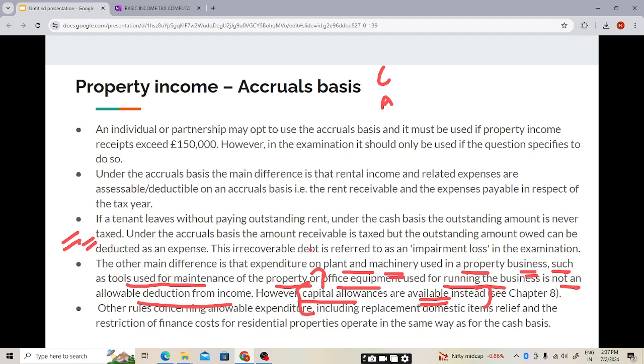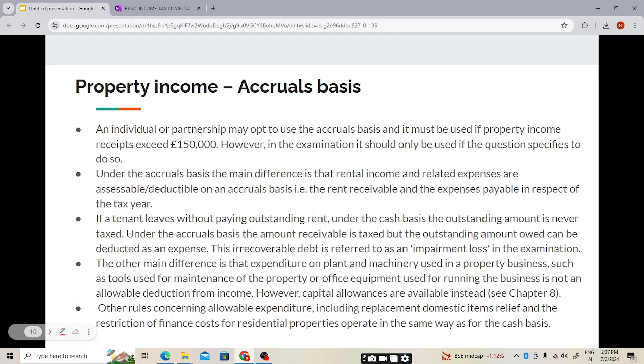What is capital allowance? It is a type of taxation depreciation, which we'll learn further in chapter number 8. So keep this in mind, students. Capital expenditure under cash basis for land and building is not allowed. Capital expenditure for plant and machinery is allowed, such as small tools used to maintain the property business. Coming to the accrual basis, the capital expenditure on plant and machinery is not an allowed deduction, but you will be getting a capital allowance. You can claim capital allowances.